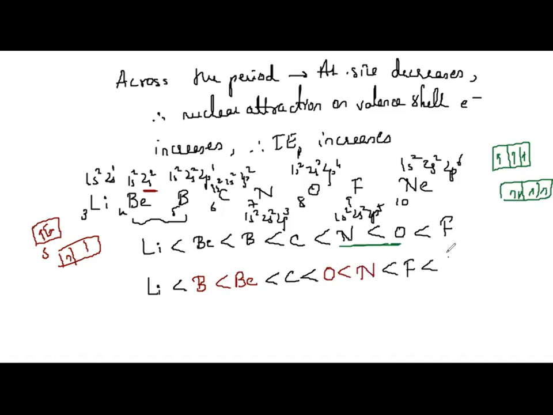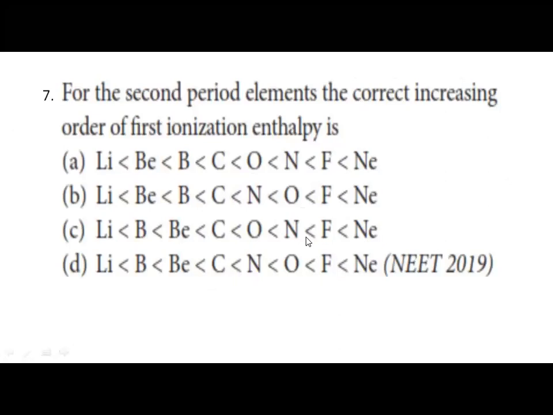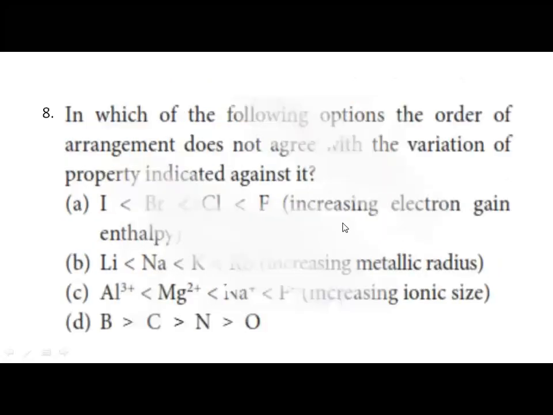Then comes fluorine and last will be neon. So lithium, then boron, then beryllium, carbon, oxygen, and then nitrogen, fluorine, and neon. So which supports this option? That is the correct option that appeared in the 2019 NEET exam. So which is the correct option? Lithium, first boron, beryllium, carbon, first oxygen, then nitrogen, fluorine, and then neon. So the correct option is option C.